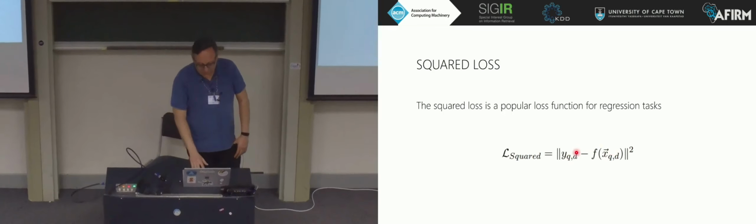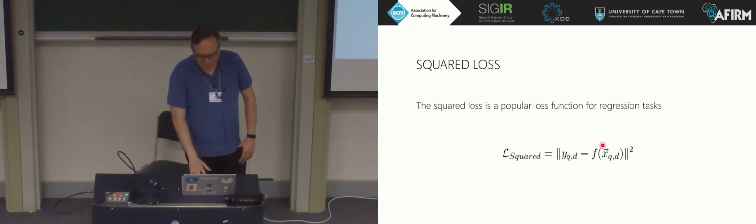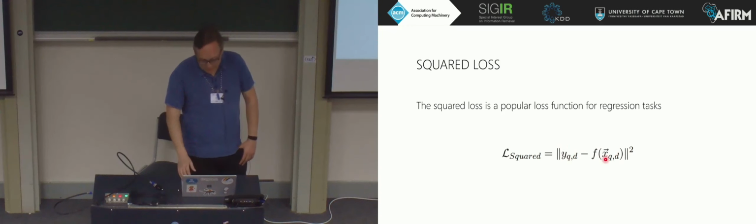That squared loss is an example of what you would use in regression. You're just trying to get as close as possible to the true value, which is the same as making this quantity as small as possible. So that's an example of a loss.